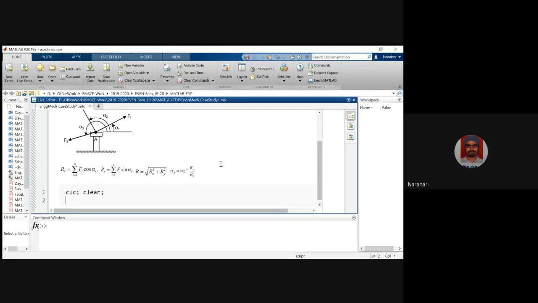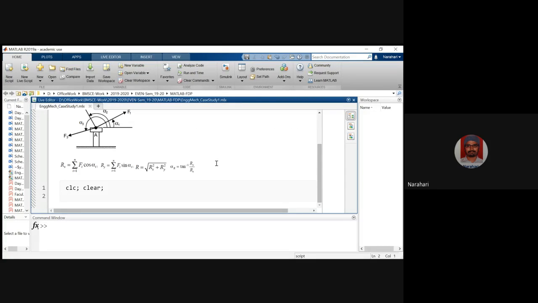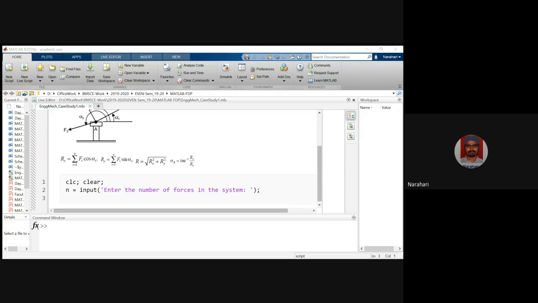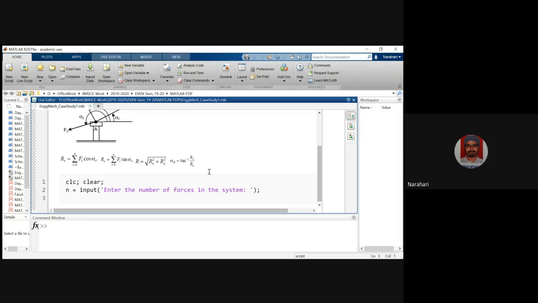and these three given angles. So to take care of such a thing, yesterday you people saw this input function. So I'll make use of this input thing here. So before that, enter the number of forces in the system. So I'll do this so that I get to know how many forces there are totally, which we have to take care of.